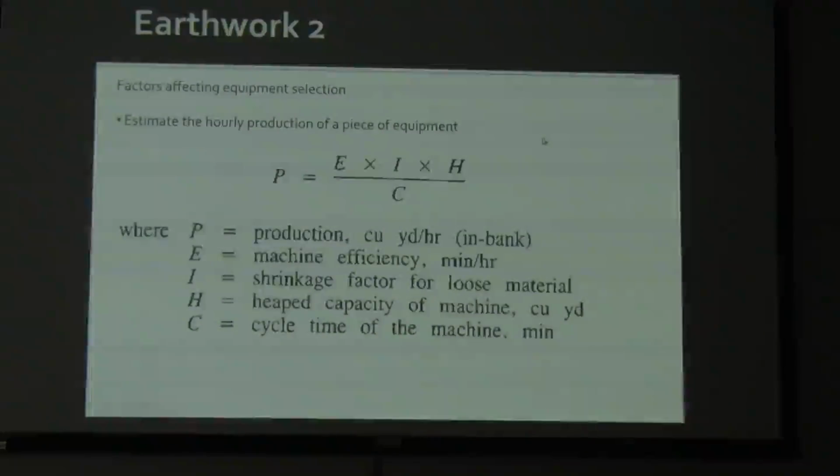For productivity and production, the definition of productivity is going to be output divided by input. We always want our productivity to be positive, or greater than 1. If it's not, then we're losing money. In this particular formula, the production is equal to the machine efficiency times the shrinkage factor for the loose material times the heaped capacity of the machine divided by the cycle time of the machine itself.